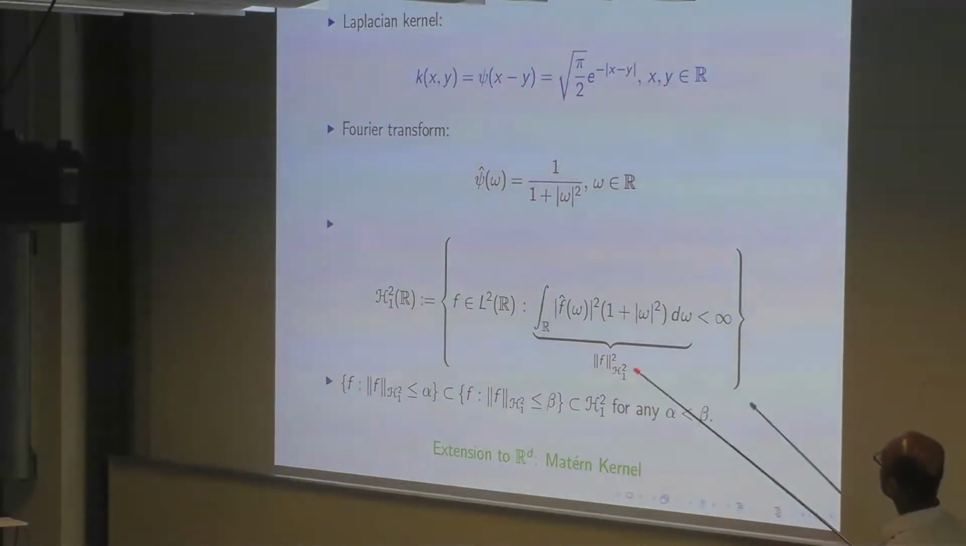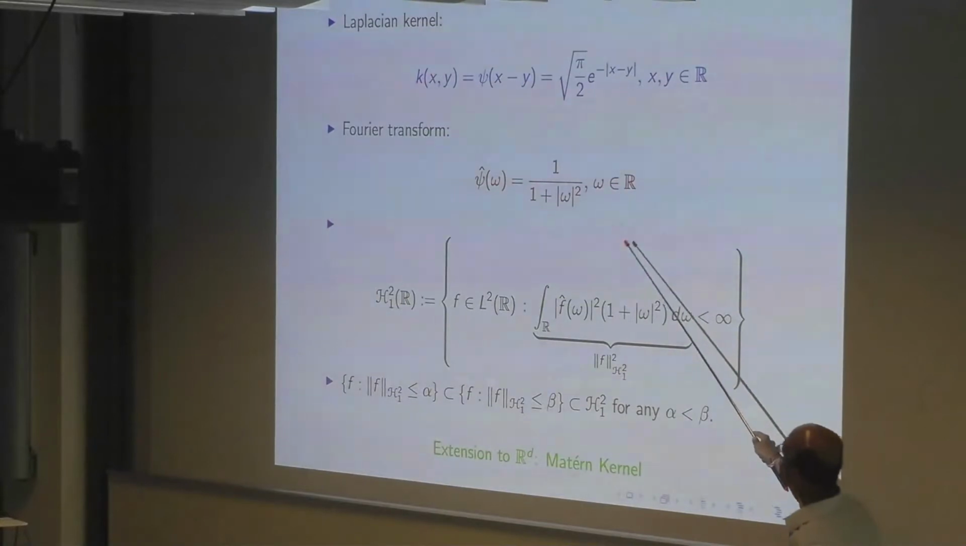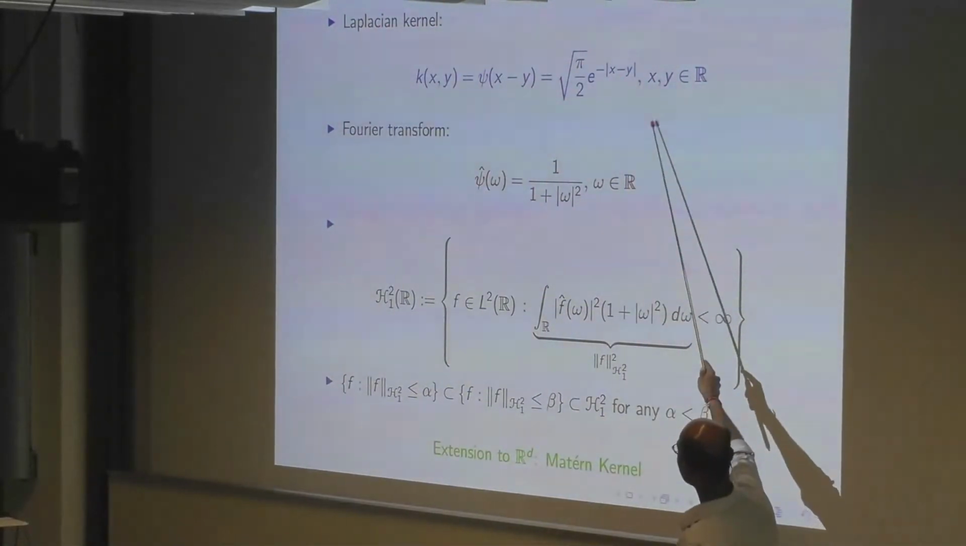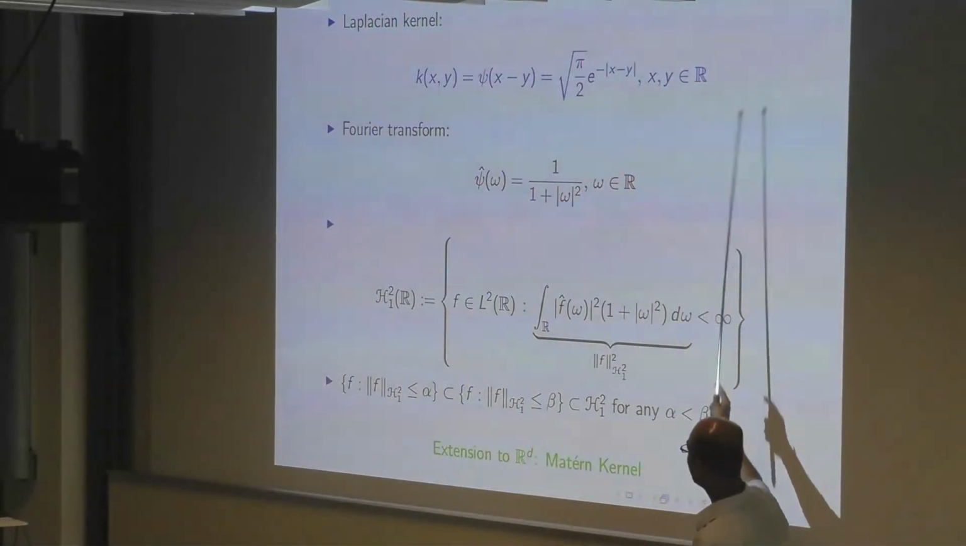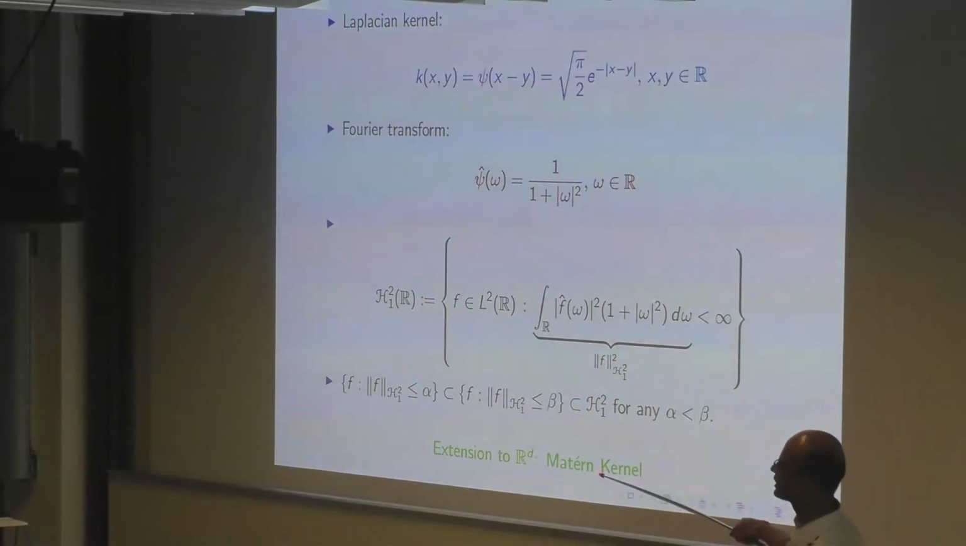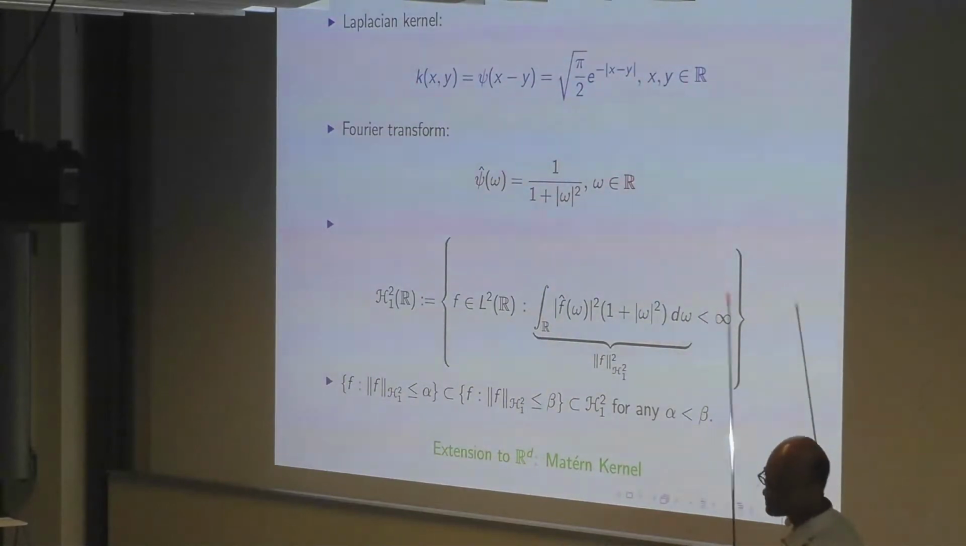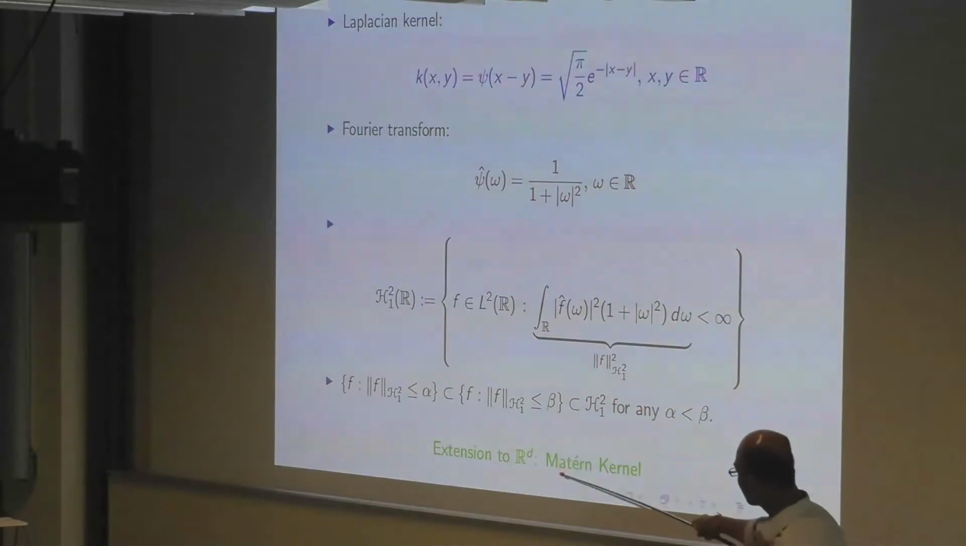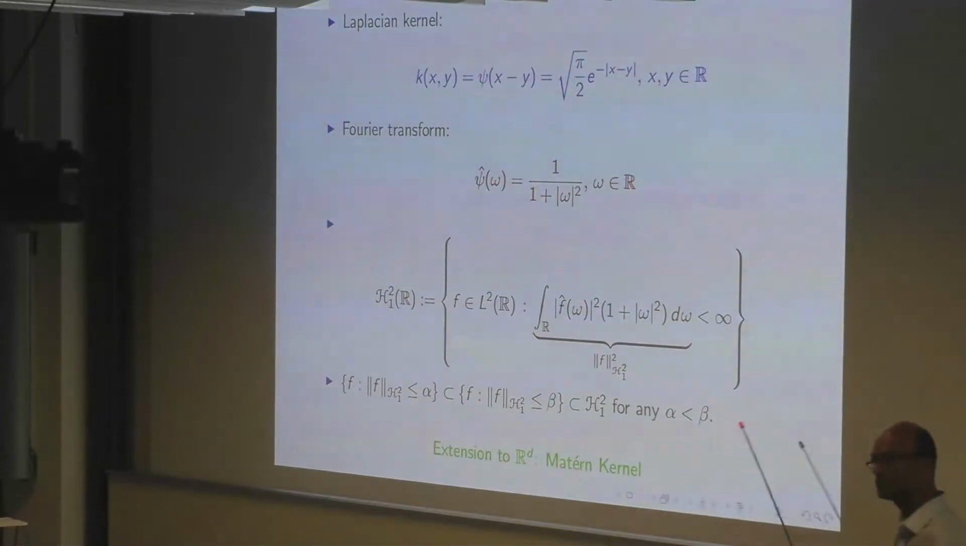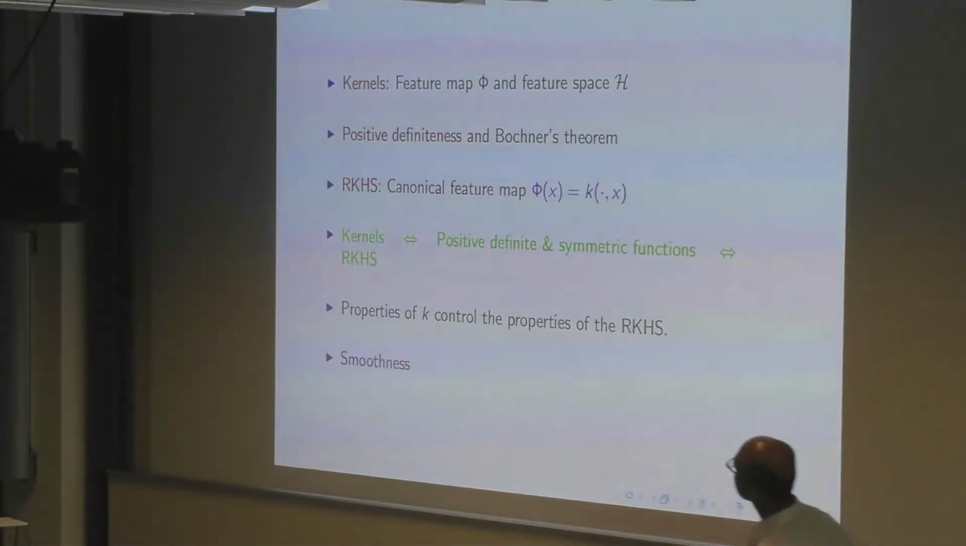Just a comment: if you extend these things to Rd, you get a family of kernels called the Matern kernel. And it indeed corresponds to what is called a Sobolev space of certain smoothness. So this is not required, but I'm just introducing you to a new kernel called the Matern kernel, of which a special case is the Laplace kernel.